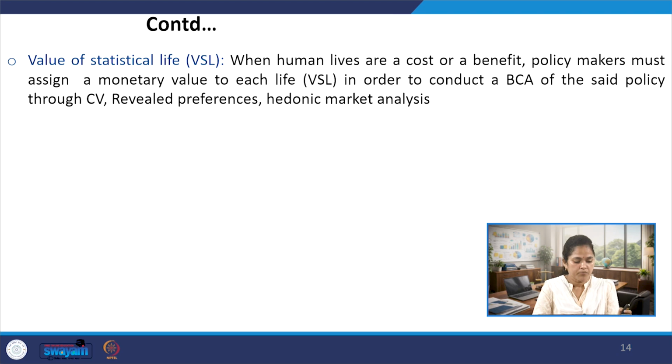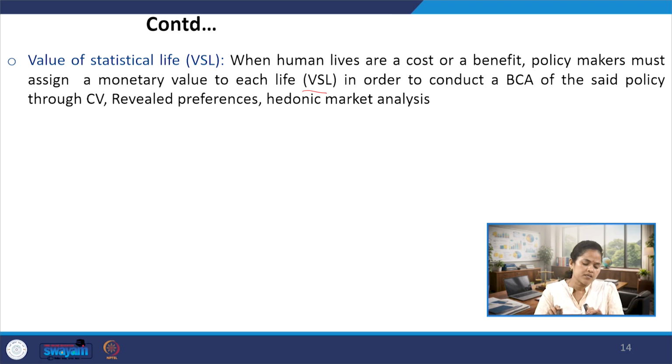Okay, so apart from these, we also have to take into account some other aspects, right? The statistical analysis, so that is your value of statistical life. So what is this value of statistical life? Here, in considering the benefit and cost, when we take into account human life as benefits or human life as cost, then the policymakers must assign a monetary value to each life, which is known as the value of statistical life. And this is required to conduct the benefit cost analysis of a particular policy.